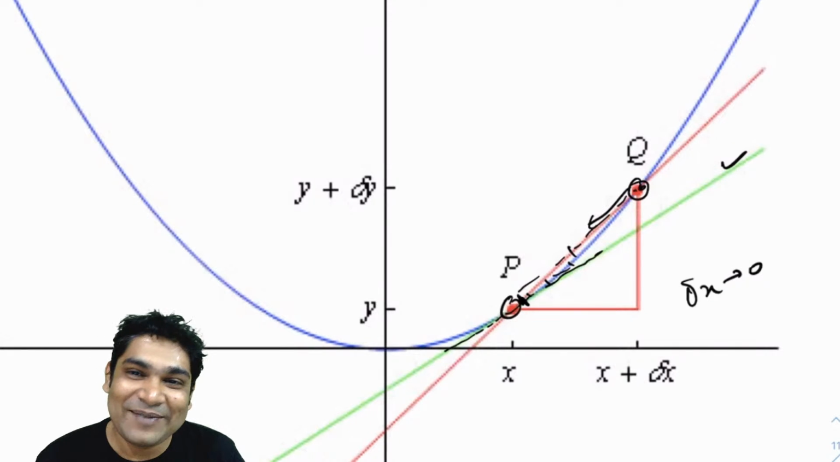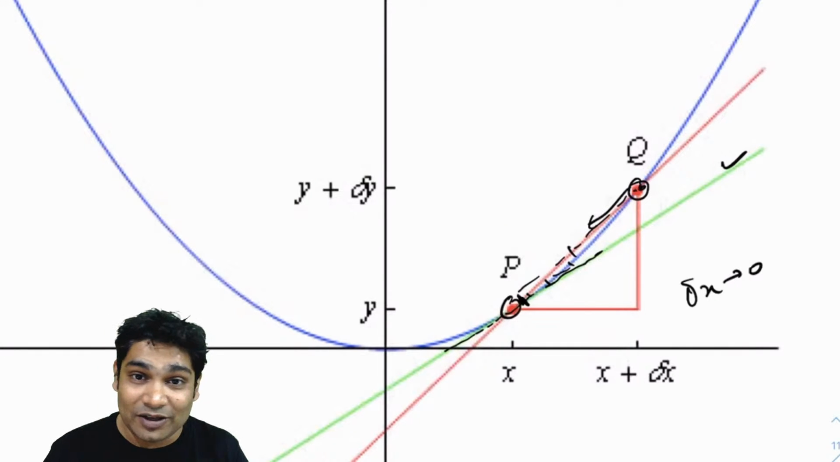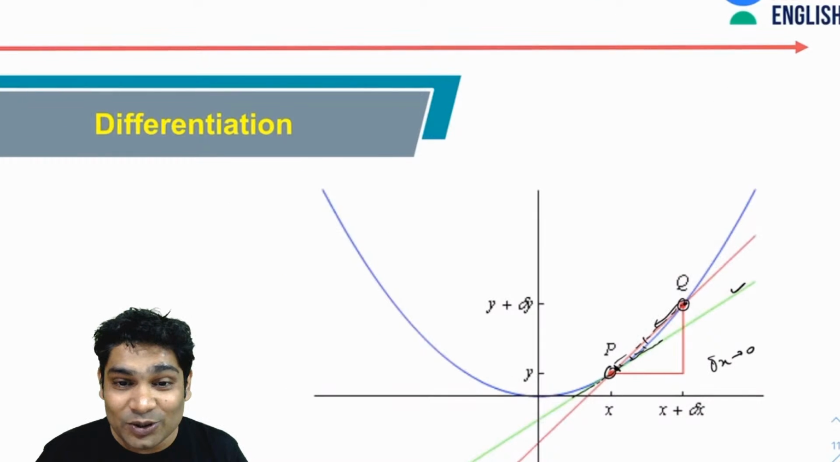So in any case, that was the idea. We were trying to find the slope of this tangent because this will be used.